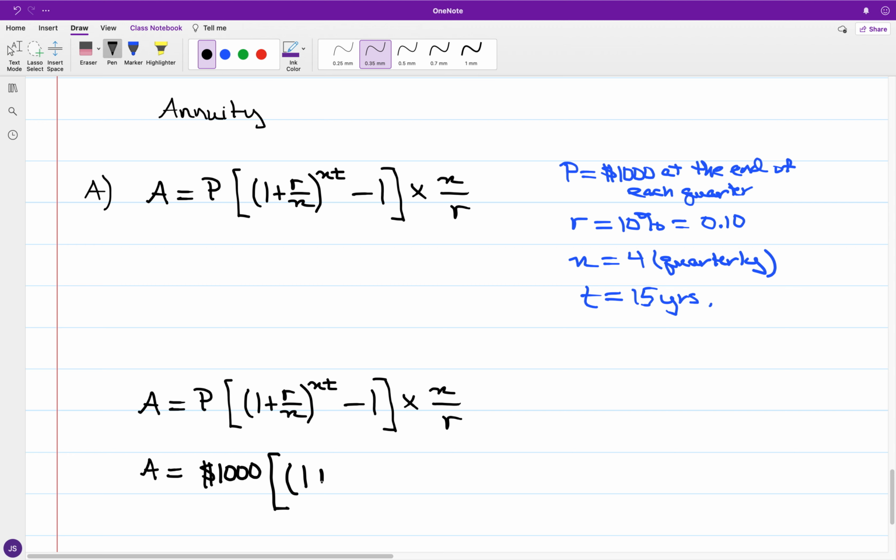Times the quantity, and filling in, we have 1 plus R over N, so 0.1 divided by 4. And for N times T, this is going to be 4 times 15. Minus 1, and then times N over R. So N we have at 4, R we have at 0.1.